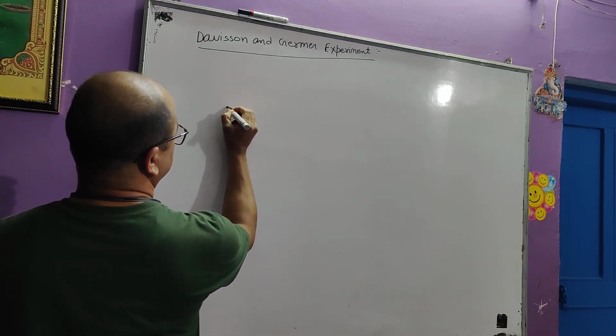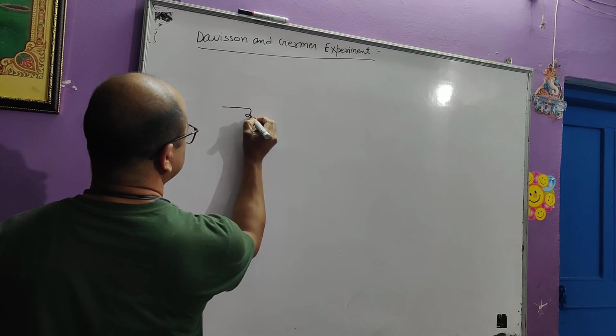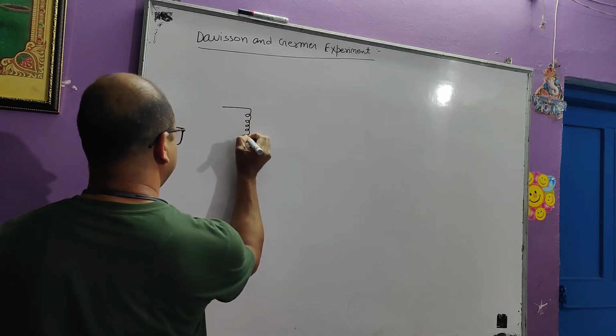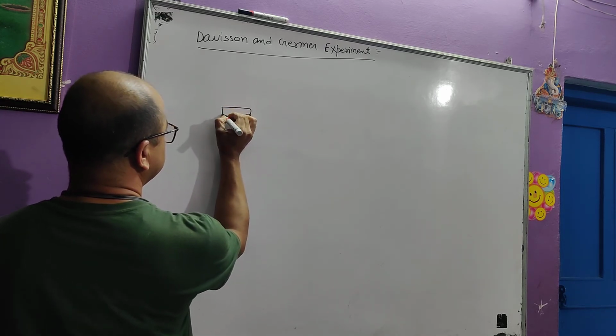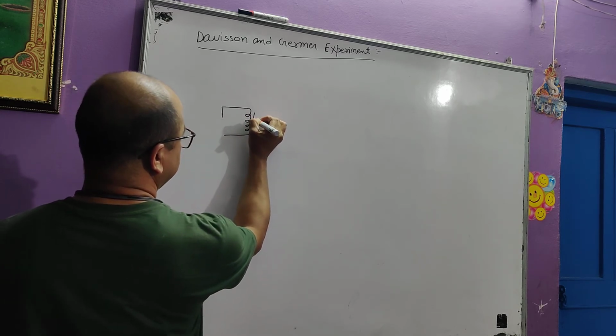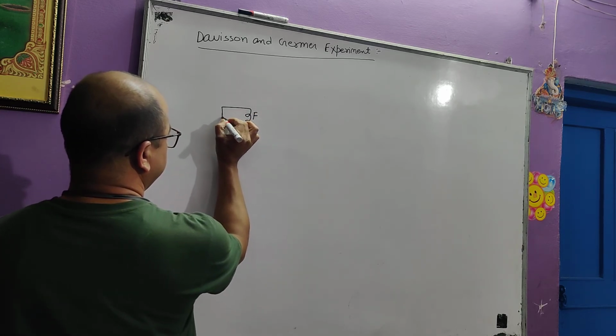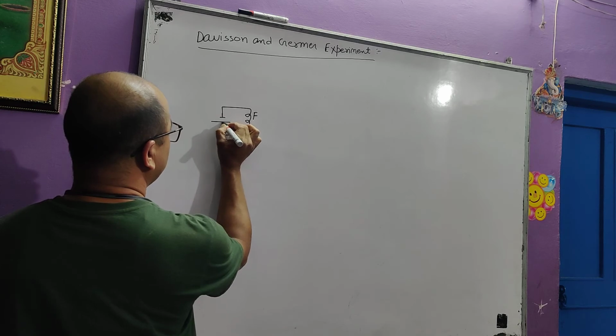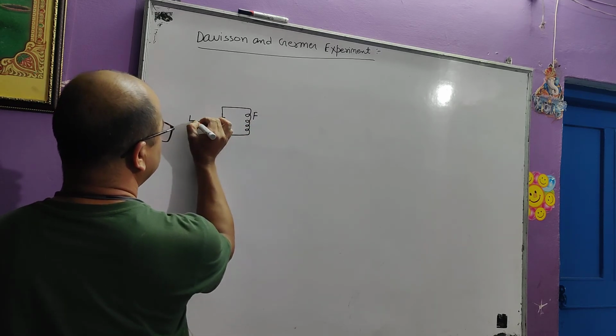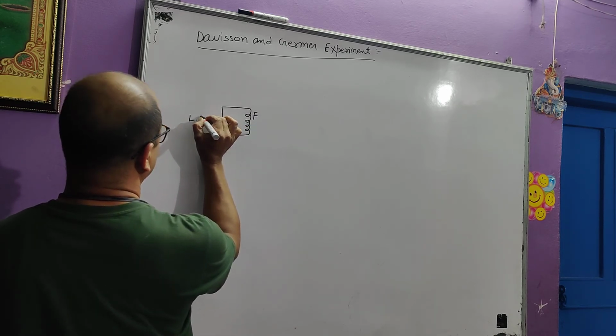First I am making it here. It is a filament, denoted by F. It is heated with the help of a low tension battery, which means a low power battery.